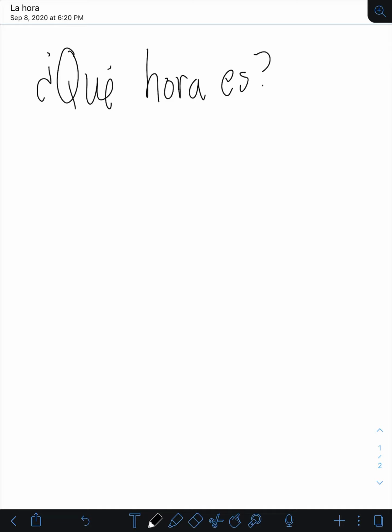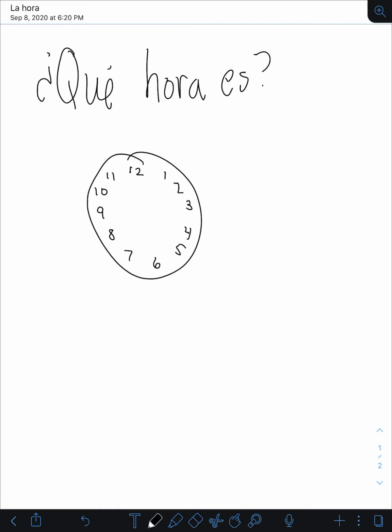But today we're just going to go over how to tell time in Spanish. Now, I guess I can draw a clock. We'll just try to make this the main clock, and we'll just pretend that it's 12 o'clock.